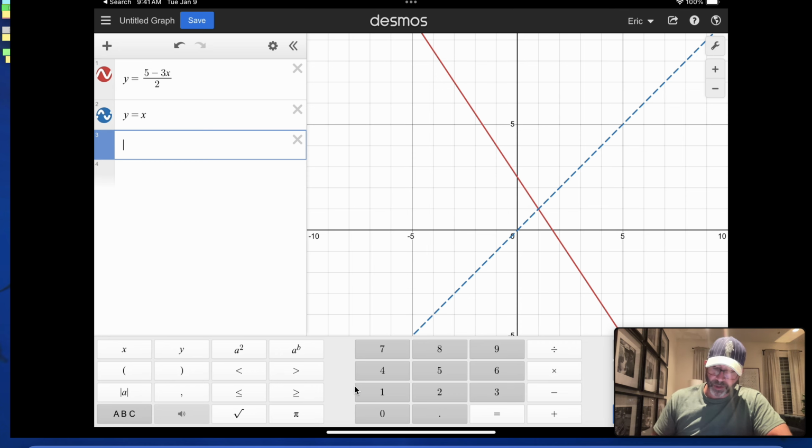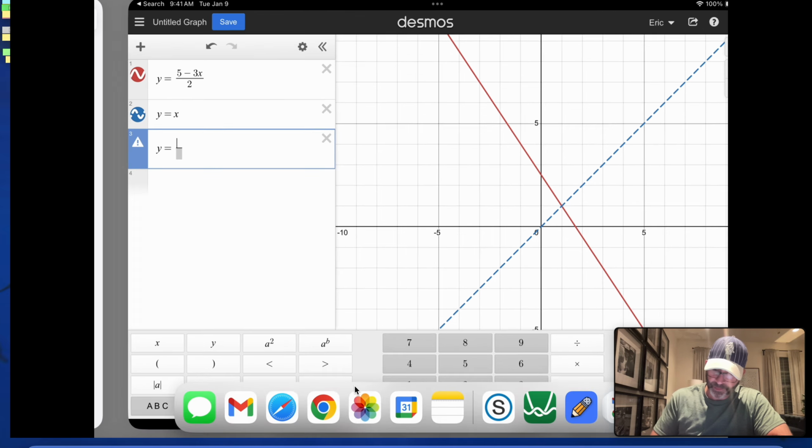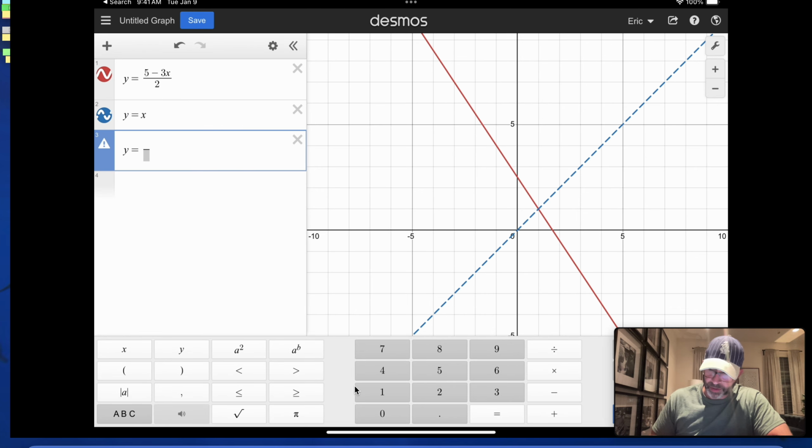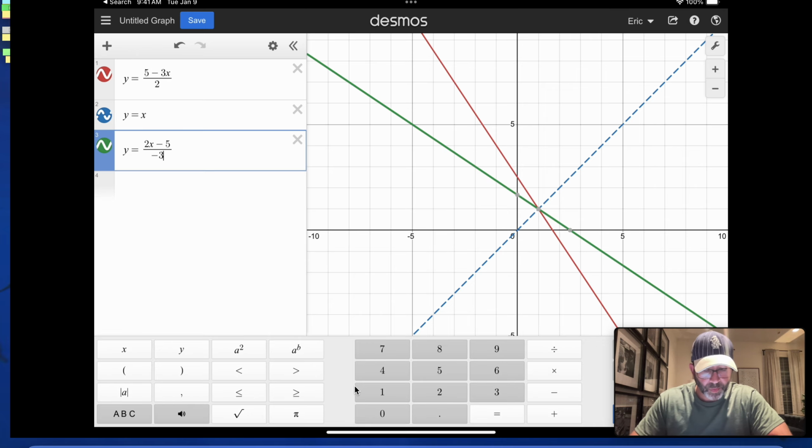So the new function is going to be y is equal to, we said, let's see, 5 minus 2x over 3, right? 2x minus 5 over negative 3. Okay? And it actually reflected over.